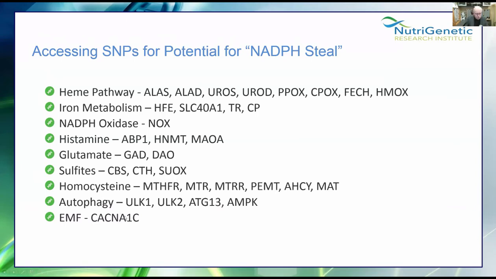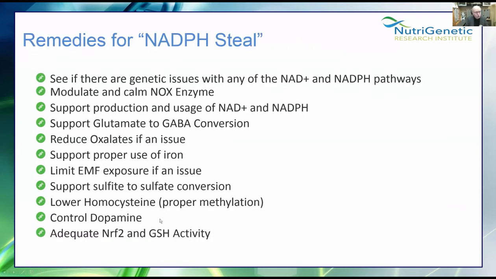As you know, the current thinking on EMF is that the EMF pushes more calcium into the cells. Consequently, that combines with nitric oxide and superoxide to make peroxynitrite. So it's happening to all of us, but those who have mutations in the calcium voltage channels are more susceptible. So remedies for the NADPH deal, see if there's genetic issues with any of the NAD plus and NADPH pathways. Again, if you are underproducing NADPH, that can be enough to cause a problem. Modulate and calm NOX. Support production and usage of NAD.